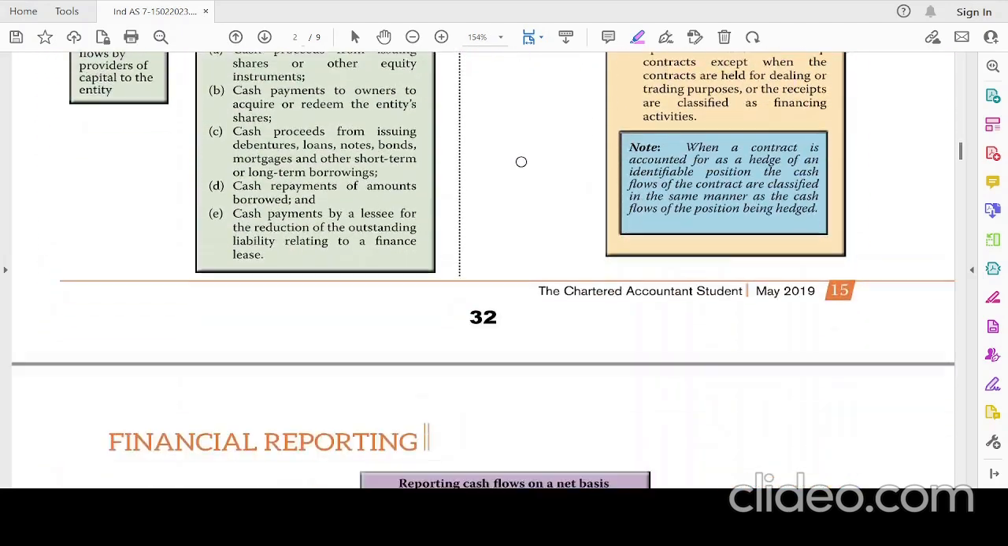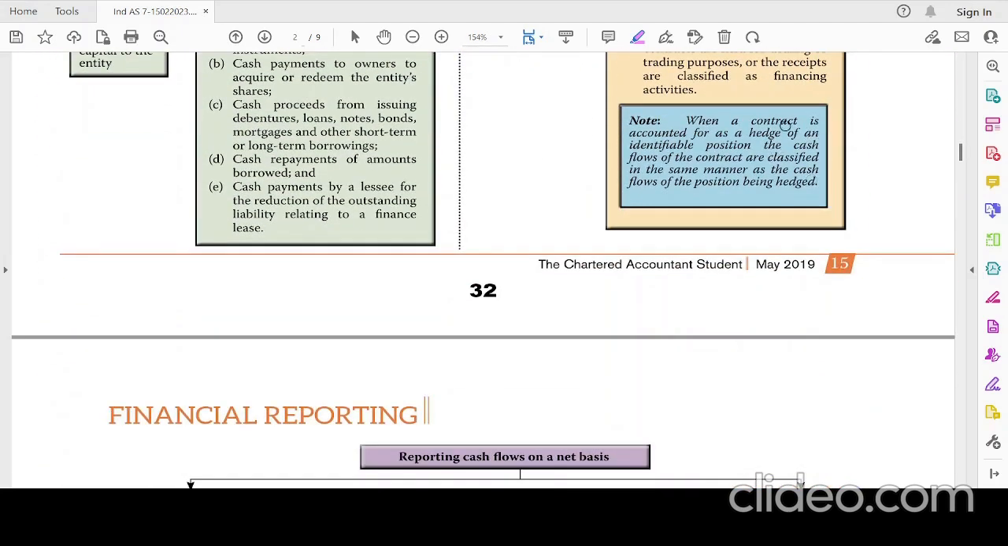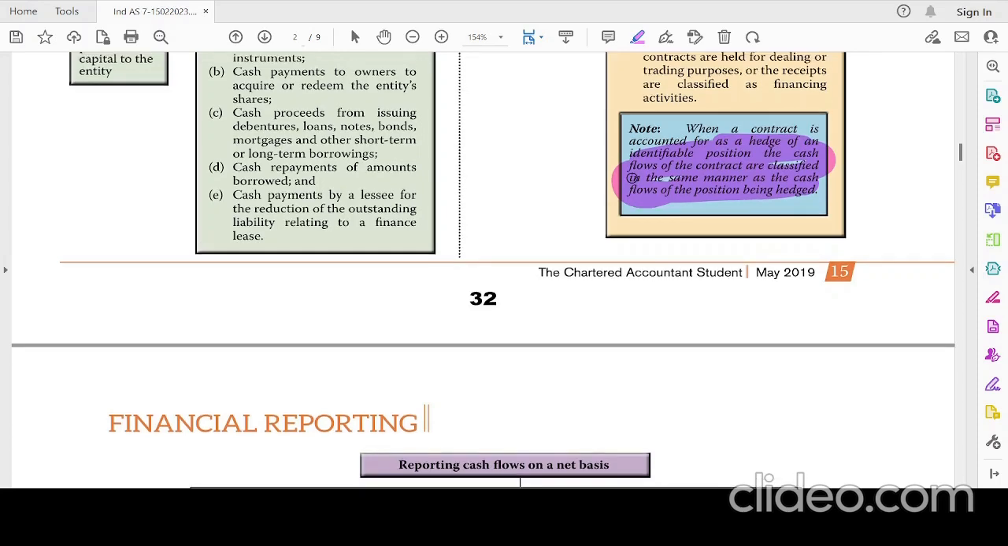Now, there's a note to be checked here. When a contract is accounted for as a hedge of an identifiable position, the cash flows of the contract are also classified in the same manner as the cash flows of the position being hedged. If it is classified as an investing activity, this hedge will also be classified as an investing activity.